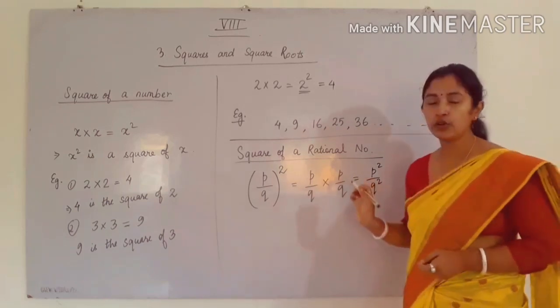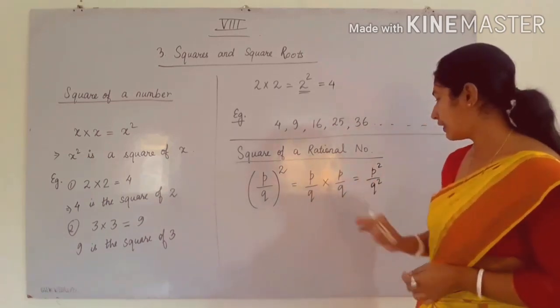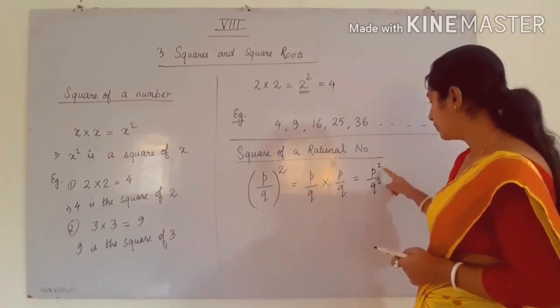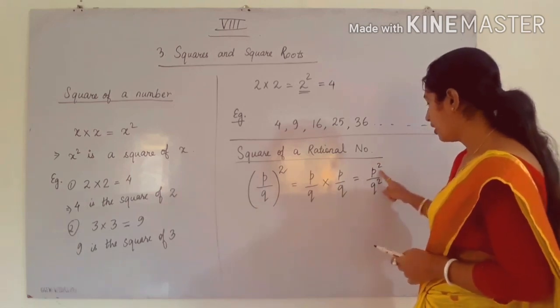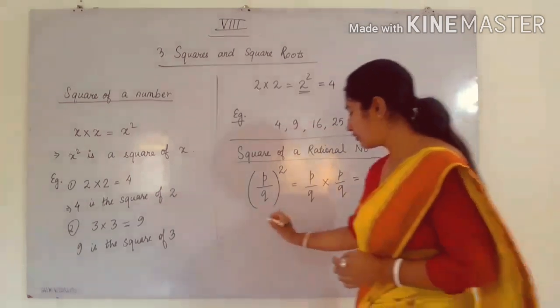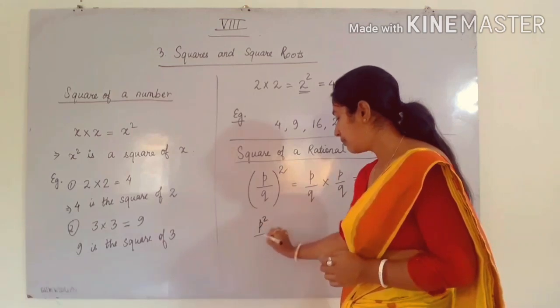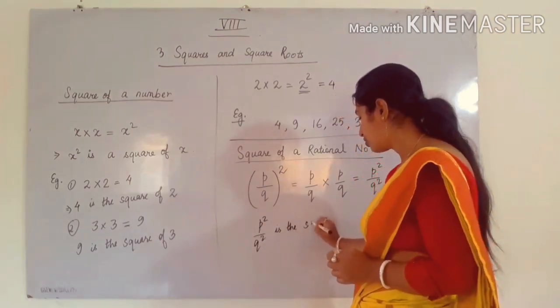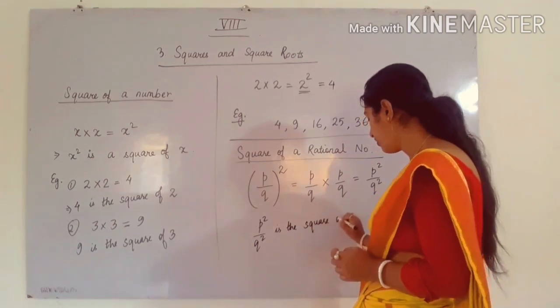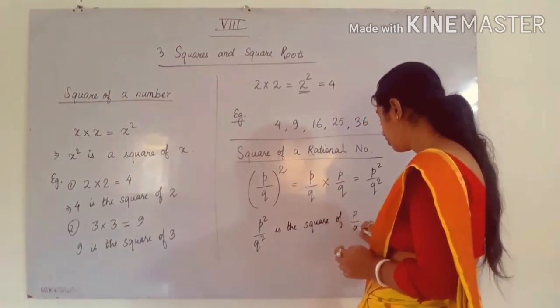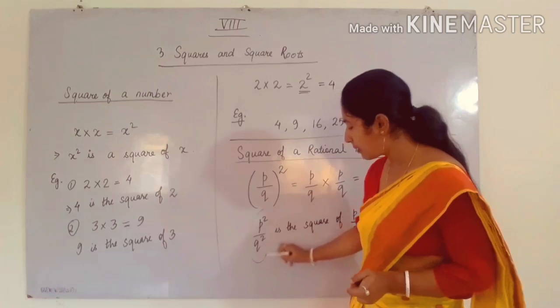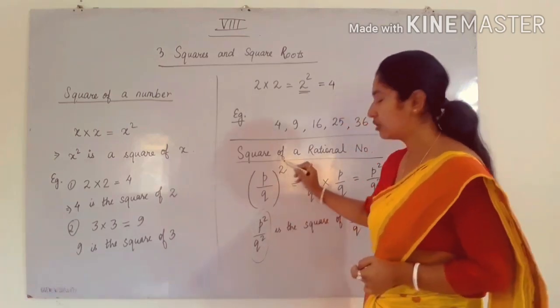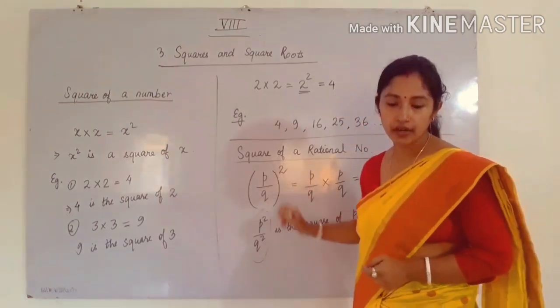Already we know it in exponents. We have studied exponents. So finally we got p square by q square. So what can we conclude? p square by q square is the square of p by q. In place of p square by q square, we can also write p by q whole square. Both are the same.